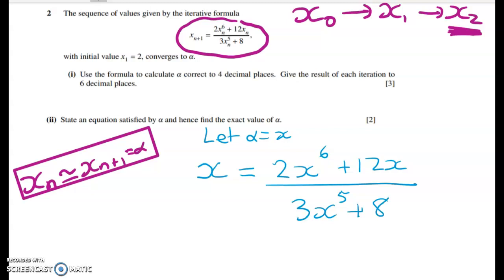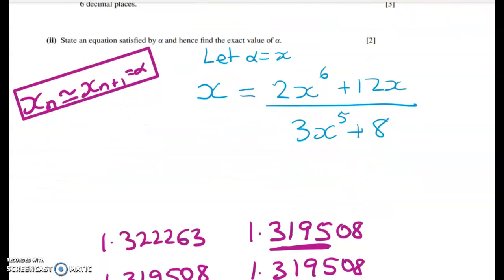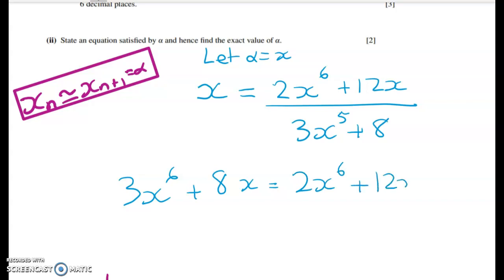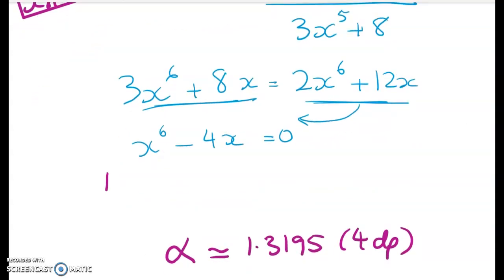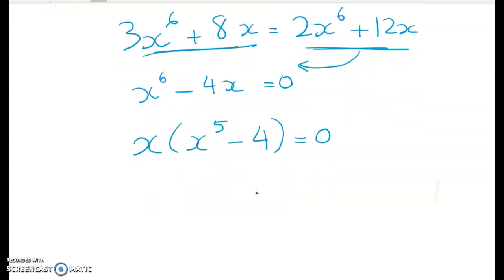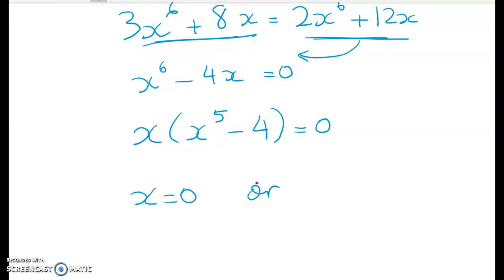Now what I want to do is to solve this equation for x. So we can multiply both sides by the denominator and then solve. So this is an example where we can get an exact value. So we have 3x to the power of 6 plus 8x is equal to 2x to the power of 6 plus 12x. Let's bring everything over to one side. We have x to the power of 6 minus 4x is equal to 0. And we can solve this by factorizing. So we have x times x to the power of 5 minus 4 equals 0. So either x equals 0 or x to the power of 5 is equal to 4. So x is equal to the 5th root of 4.